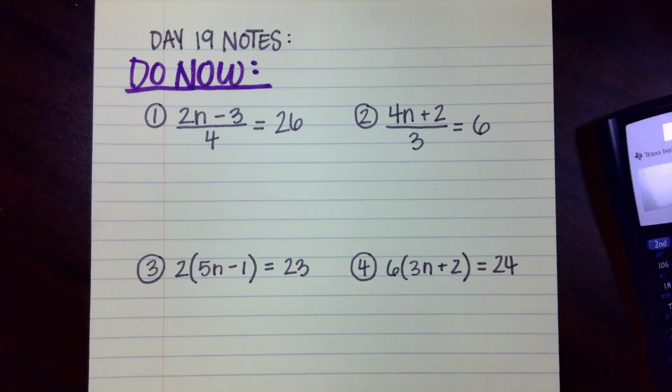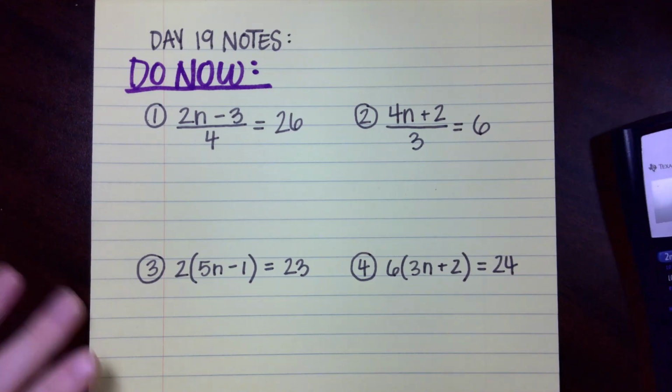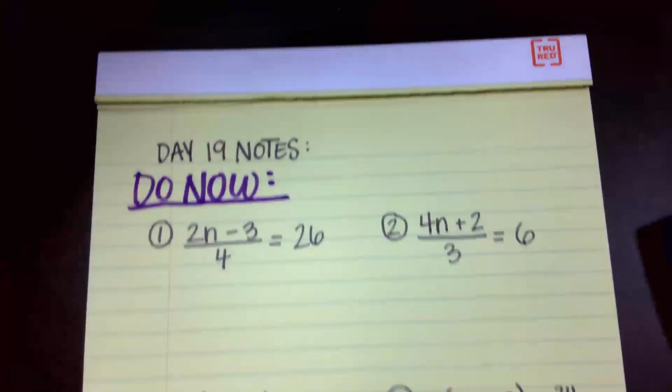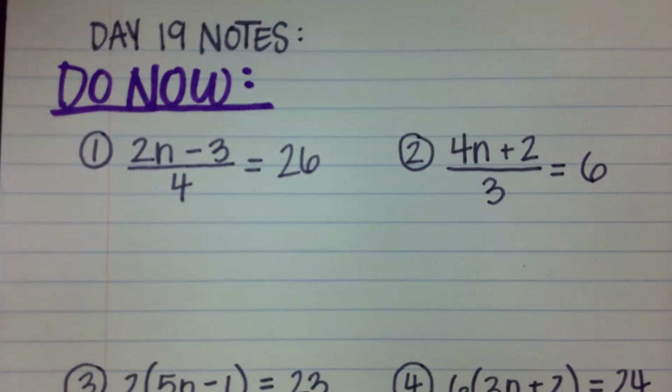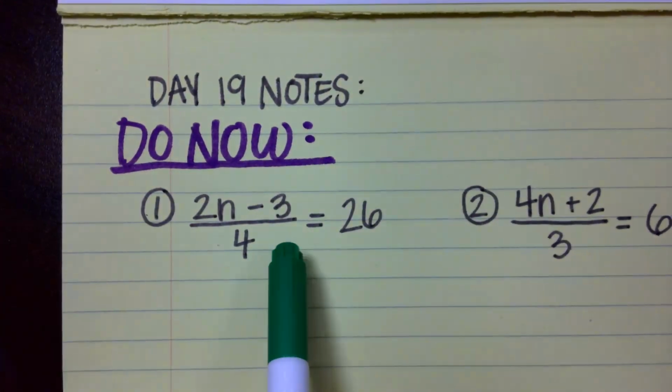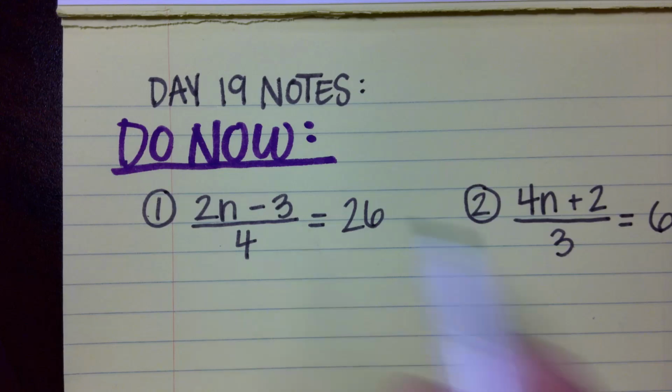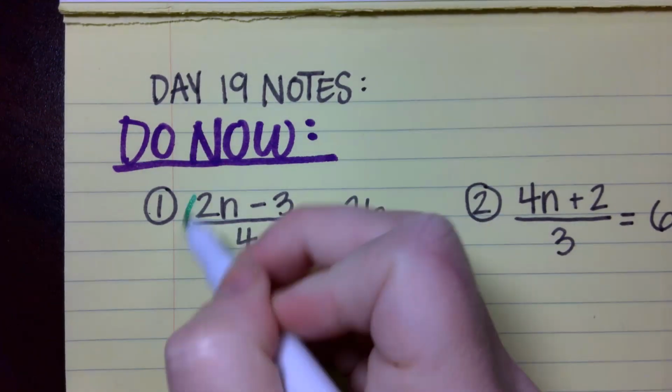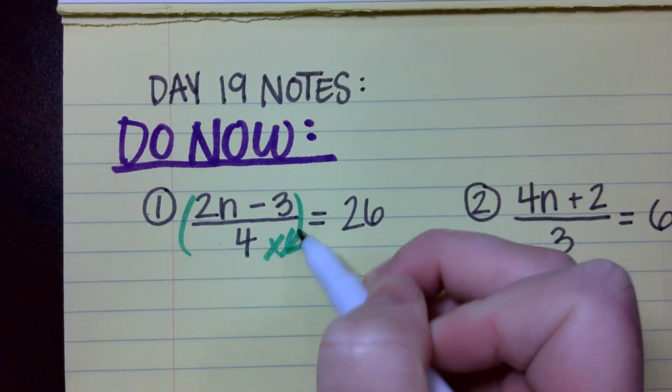Okay, so for our do now today, we've got 4 different problems that we're solving for n. Let's start by looking at number 1. We have 2 times n minus 3, all of that divided by 4, and that is equal to 26. Who knows what my first step might be for this one? Yeah, we want to get rid of that division problem where we have 4 dividing this whole portion of the equation. So we're going to take this whole side times 4 to cancel it out.